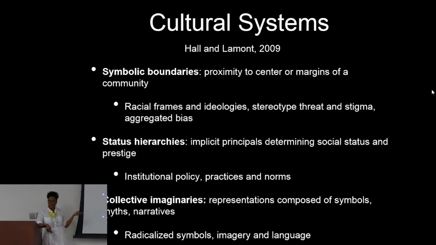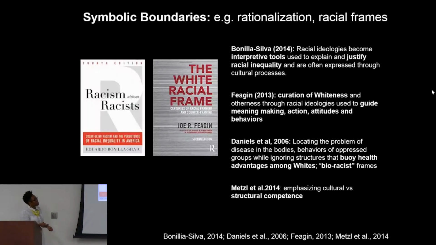So I took each of these categories as a framework and then tried to organize the existing literature to think about people who aren't explicitly defining what culture is, but are tapping into these elements, to try and create a more integrated frame for work that falls under these categorizations. So I'll just quickly give you a couple of examples from each of these categories. So symbolic boundaries are the ways in which we rationalize racial patterns, the racial frames that we use. This has been talked about in terms of the interpretive tools that we use to explain and justify racial inequities, the curation of whiteness and otherness through racial ideologies that guide meaning-making, action, attitudes, and behaviors.